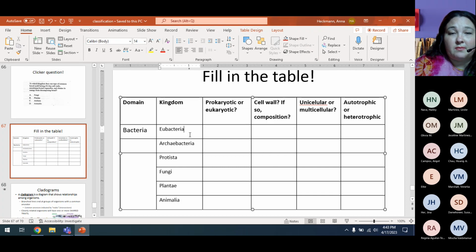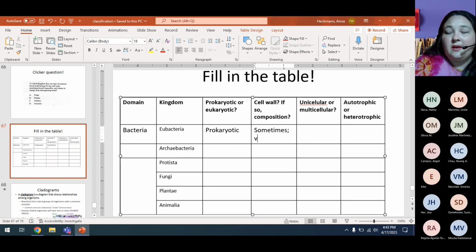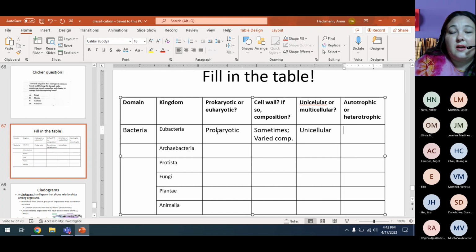There are many kingdoms within bacteria. All bacteria are prokaryotic. Sometimes they have a cell wall. If they do, the composition can be many different things, so we'll just put varied composition there. Unicellular. All bacteria are unicellular, and they could be either autotrophic or heterotrophic.